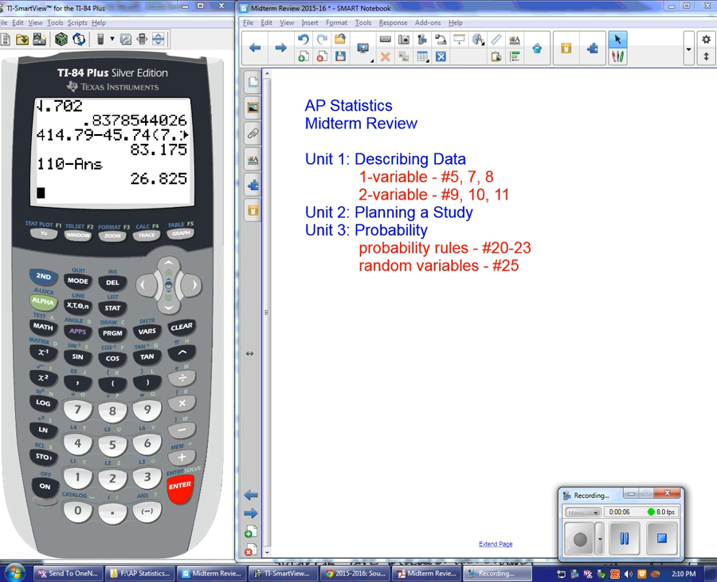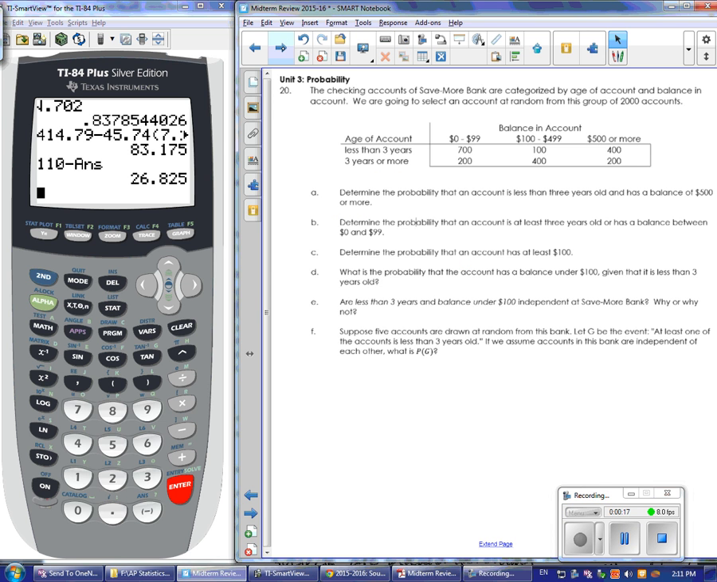I'm going to go ahead through the probability unit now. Originally I thought I would just do 20 to 23 and 25, but I'll go ahead and do 24 as well. So I'm going to go ahead and begin at problem number 20. You're given a two-way table.